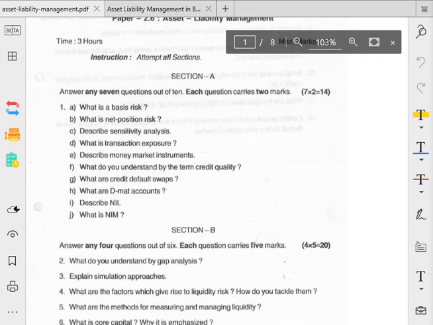And next one is credit quality. What do you understand by the term credit quality? This is one of the principal criteria for judging the investment quality of a bond or bond mutual funds. The credit quality informs investors of a bond or bond portfolio's creditworthiness, or risk of default. A company or security's credit quality may also be known as its bond rating.